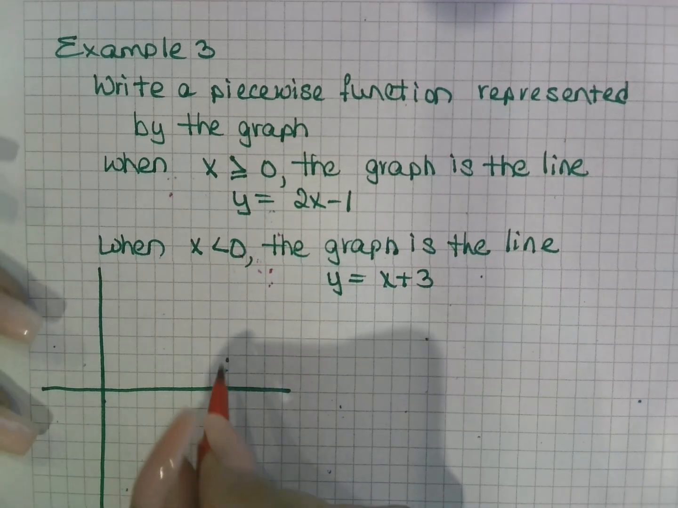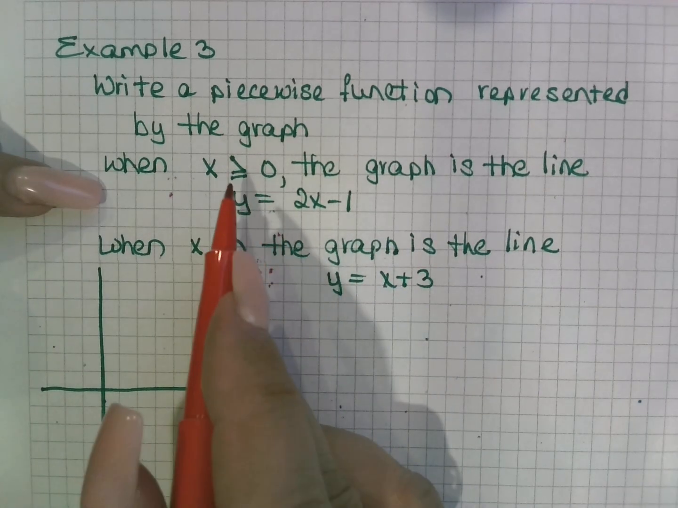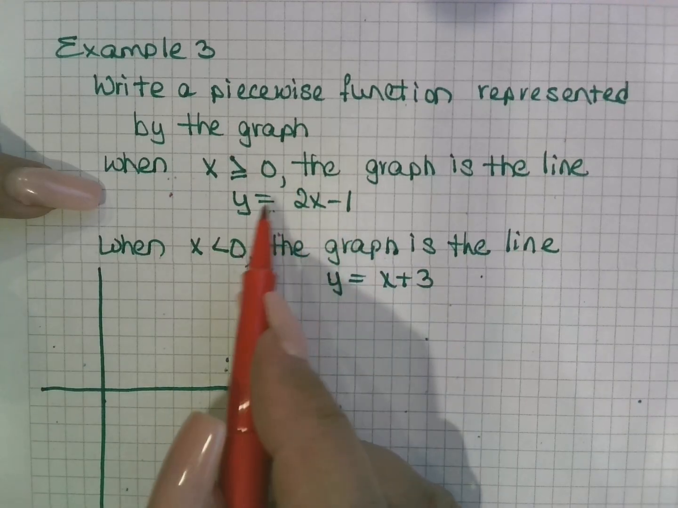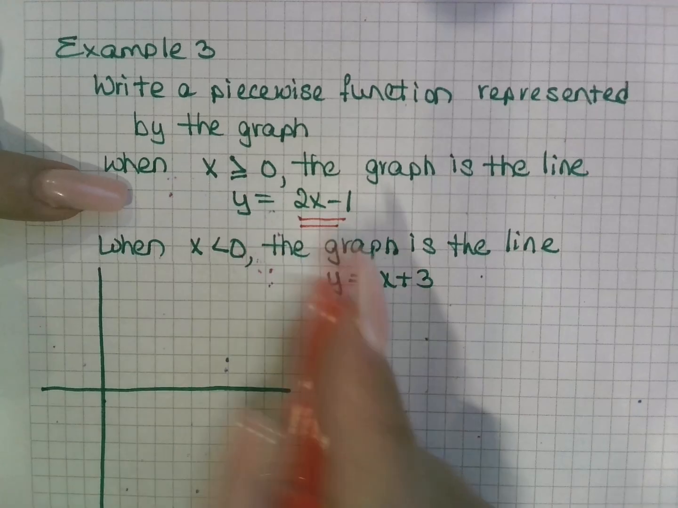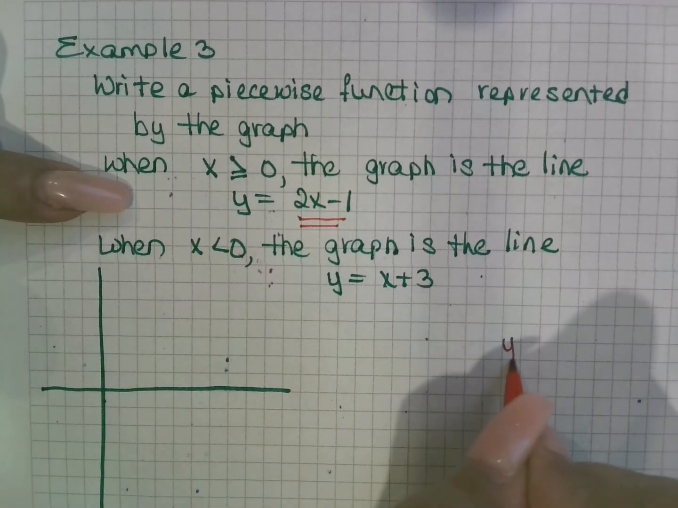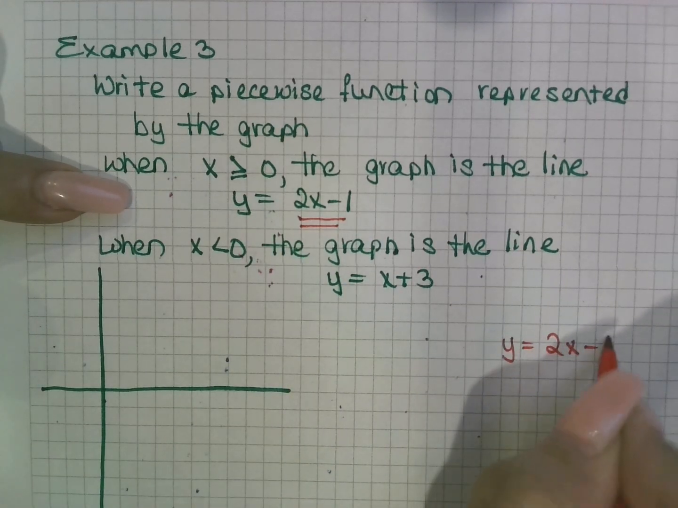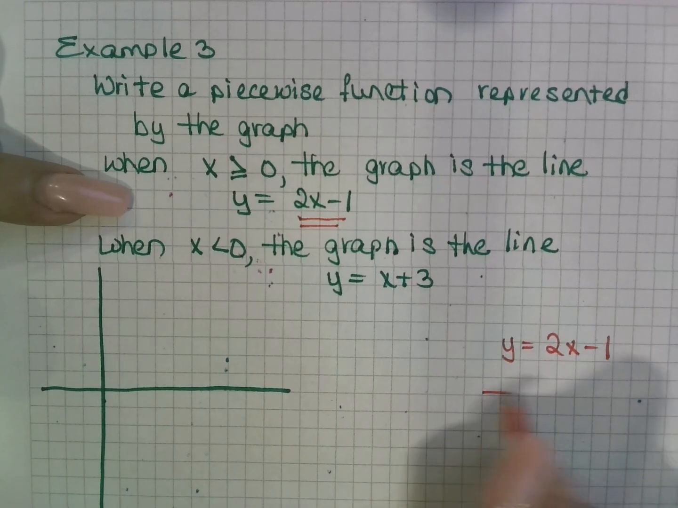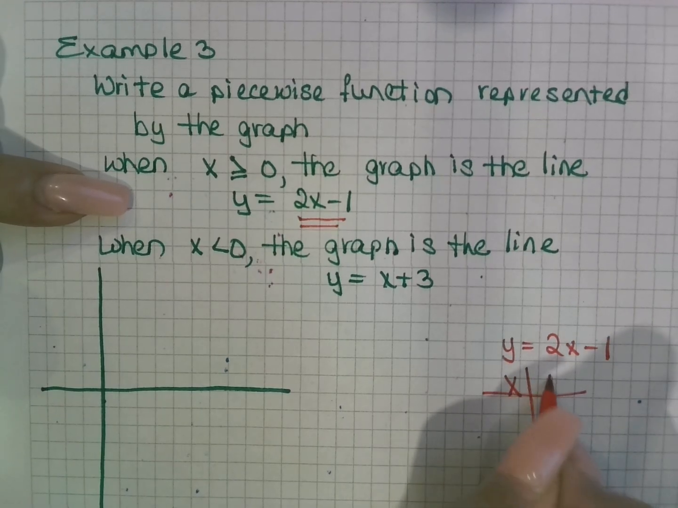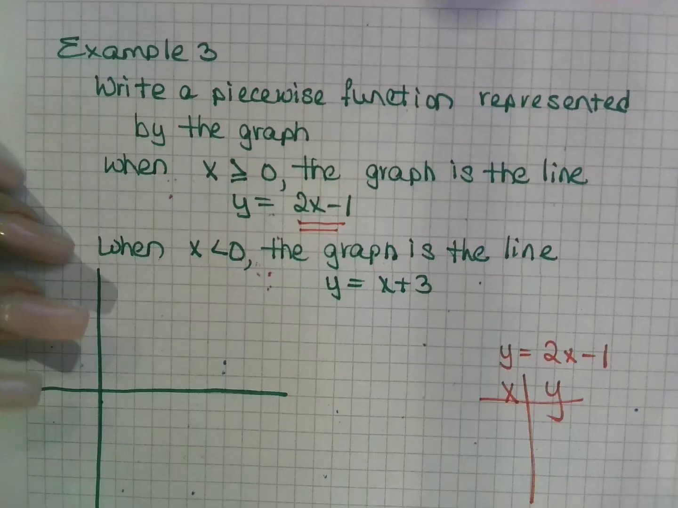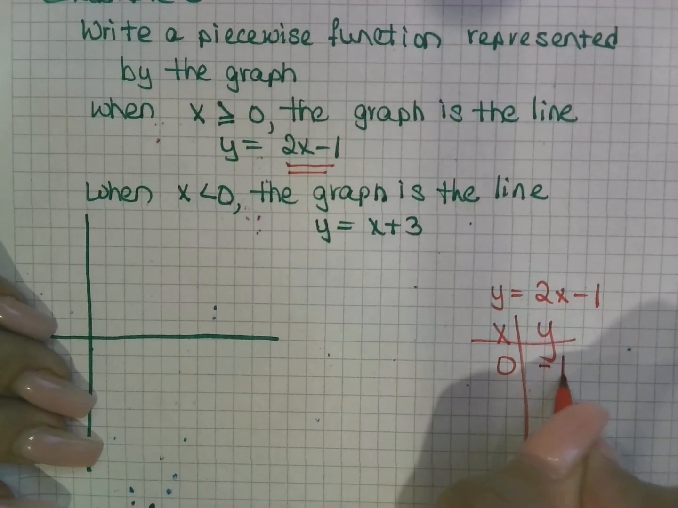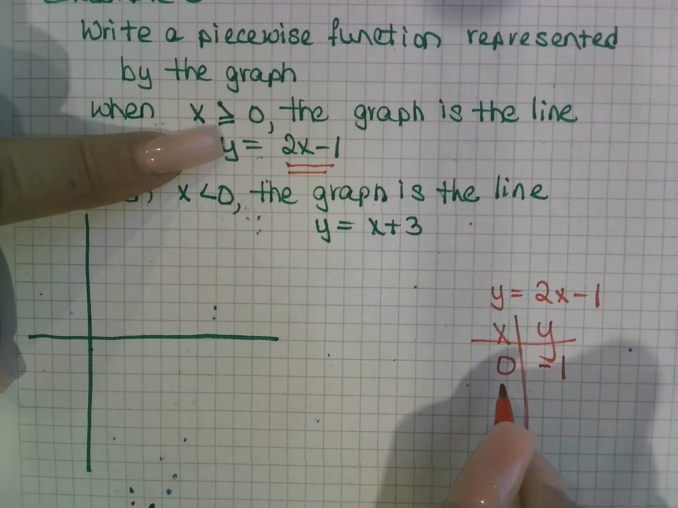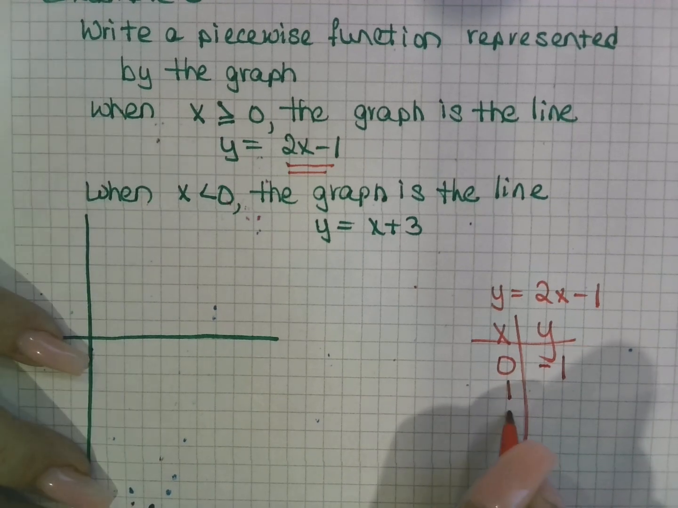This is our last problem. So when x is less than or equal to 0, the graph is this line. Well, first of all, we have y equals 2x minus 1. So let's put some points in there. When x is 0, the value is negative 1, and it's greater than or equal to 0, so we could use 1 and 2.